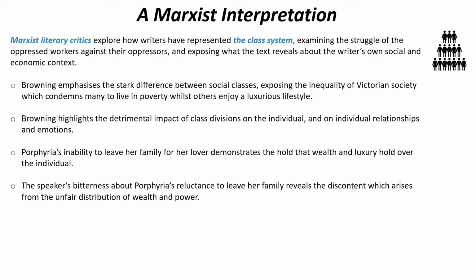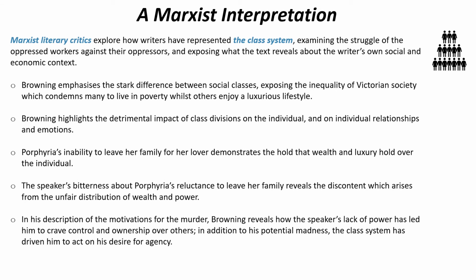And then just moving on here, in his descriptions of the motivations for the murder, Browning reveals how the speaker's lack of power has led him to crave control and ownership over others. In addition to his potential madness, the class system has driven him to act on his desire for agency. So it's this desire for the kind of control that the upper classes have that leads the working class speaker to kill the upper class lover.